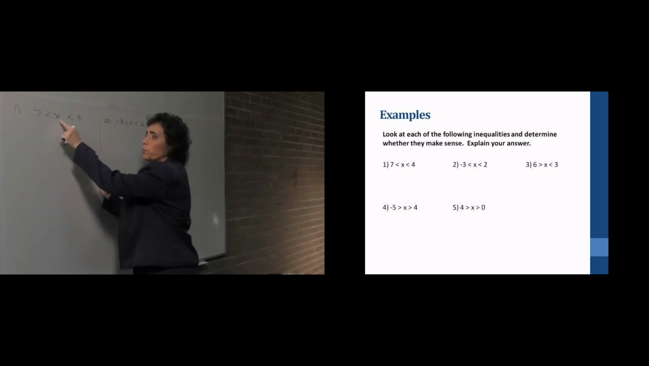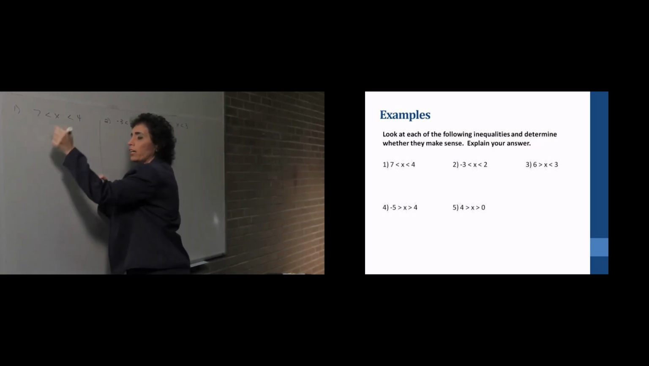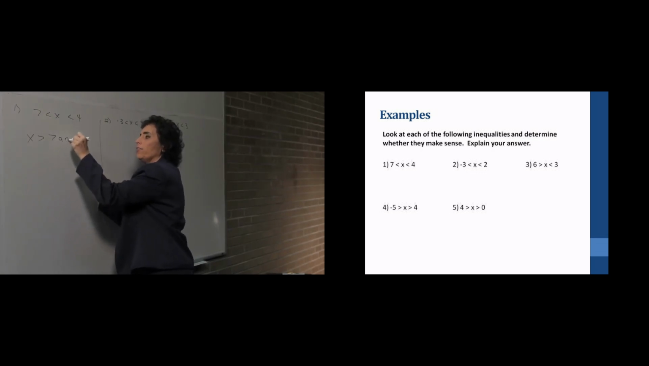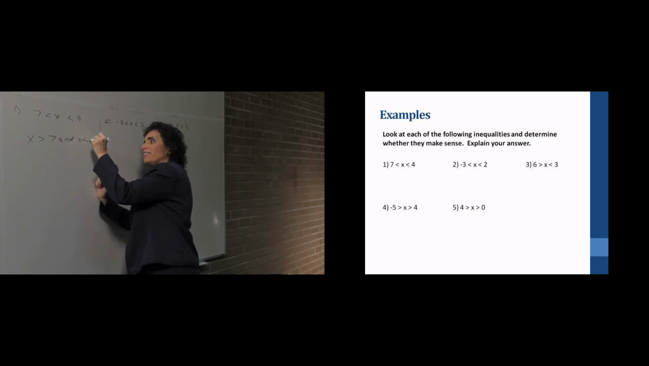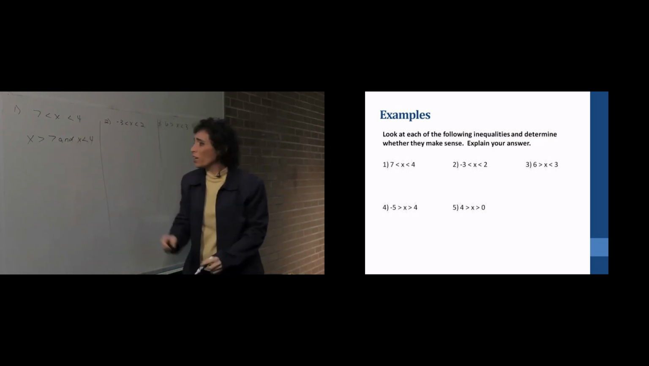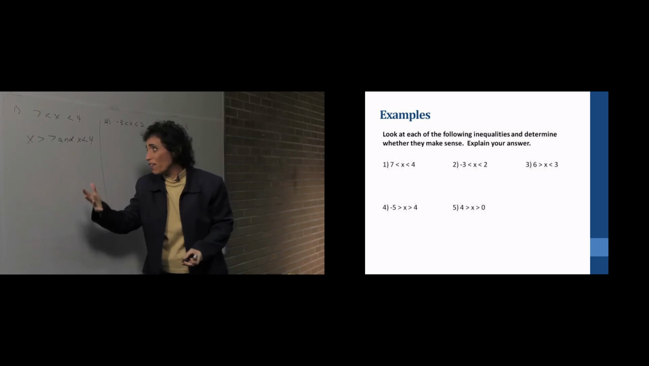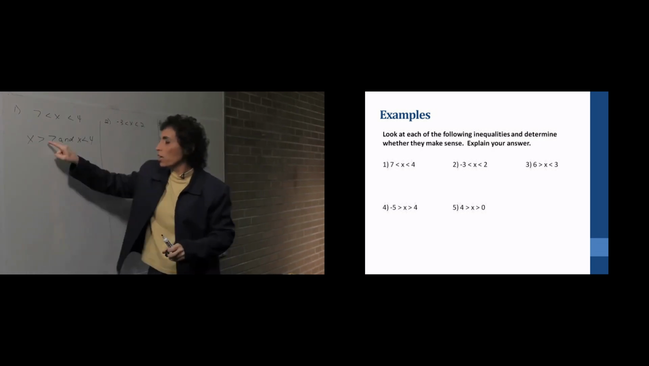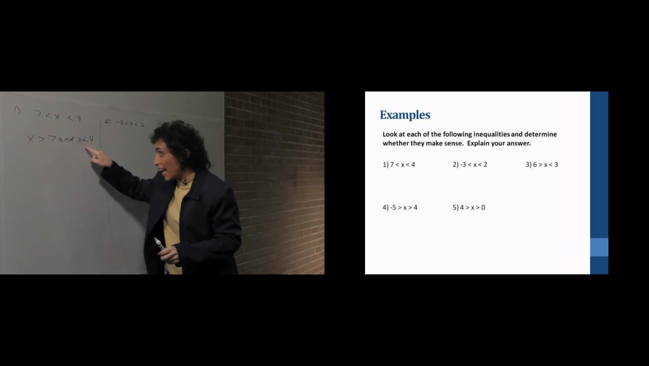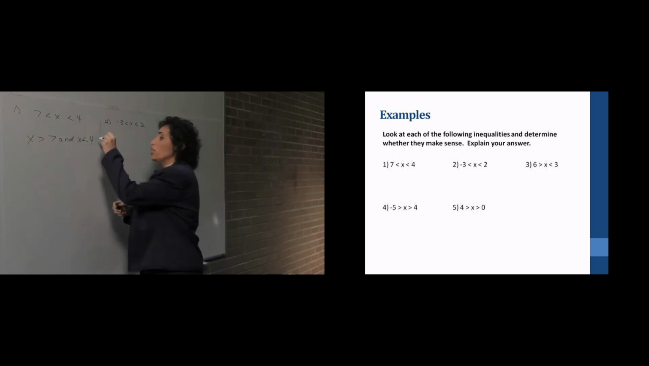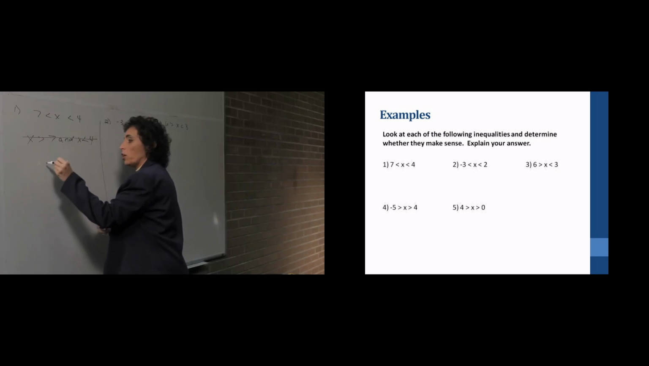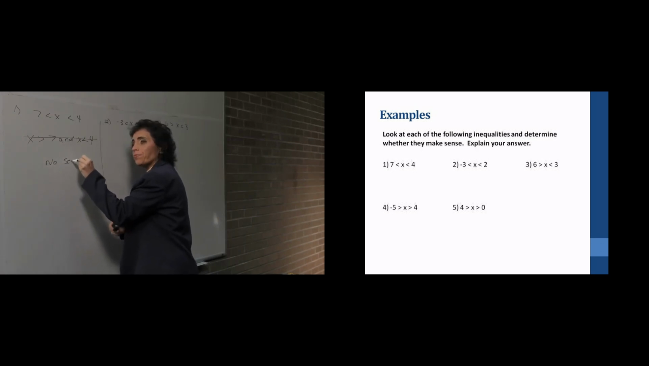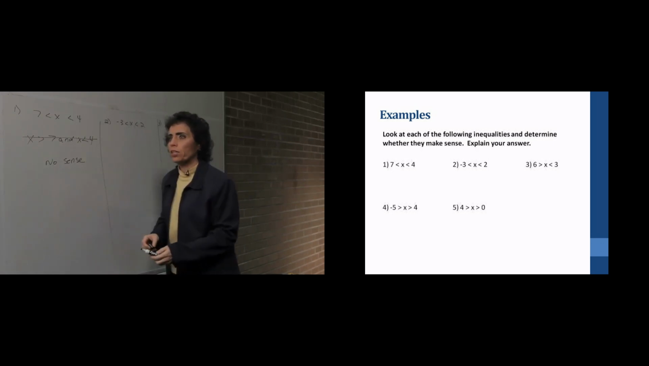Well, what this is supposed to mean is, read the variable first, x. X is greater than 7, and x is less than 4. That's what it says. Well, can there be a number that's greater than 7 and less than 4? No, because if a number is greater than 7, it can't be less than 4 at the same time. So this doesn't even make sense. So, no sense.